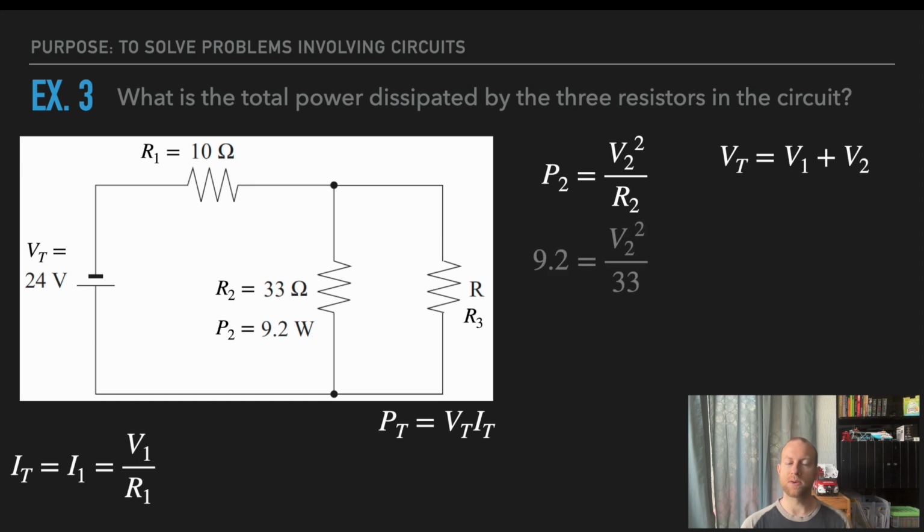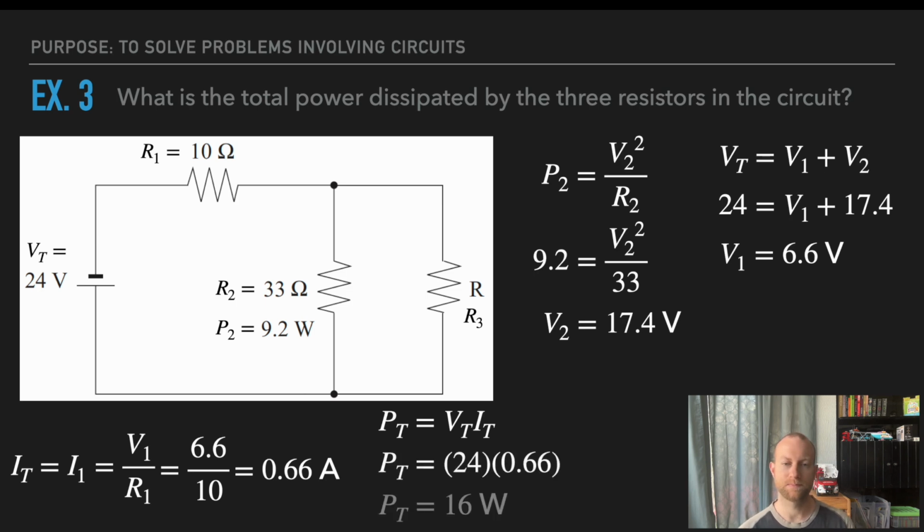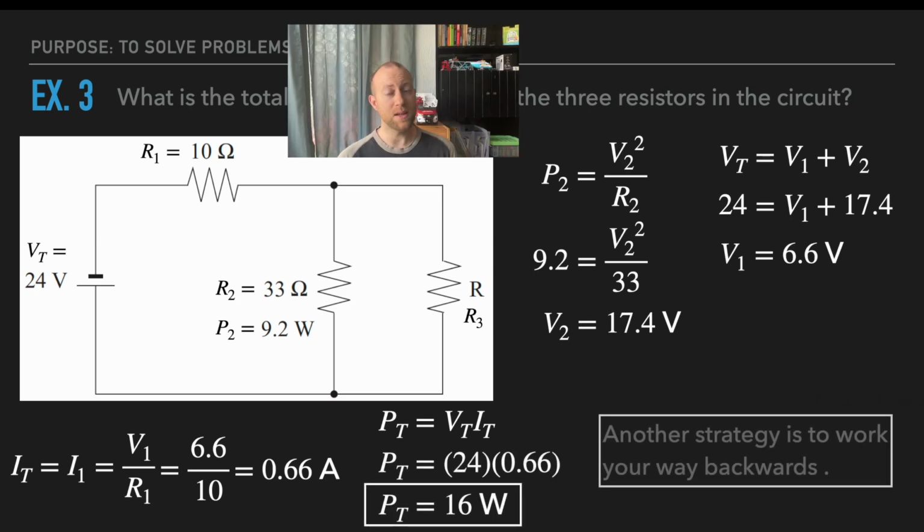So let's go ahead. So power 2, we can get for voltage 2 like this. Pretty straightforward. Plug that into the other equation, we get what V1 is. Take V1 and plug it into the I1 equation. Solve for I total, and with I total, get power total. There you go. So that's another strategy you can try. If nothing else is working, work your way backwards.